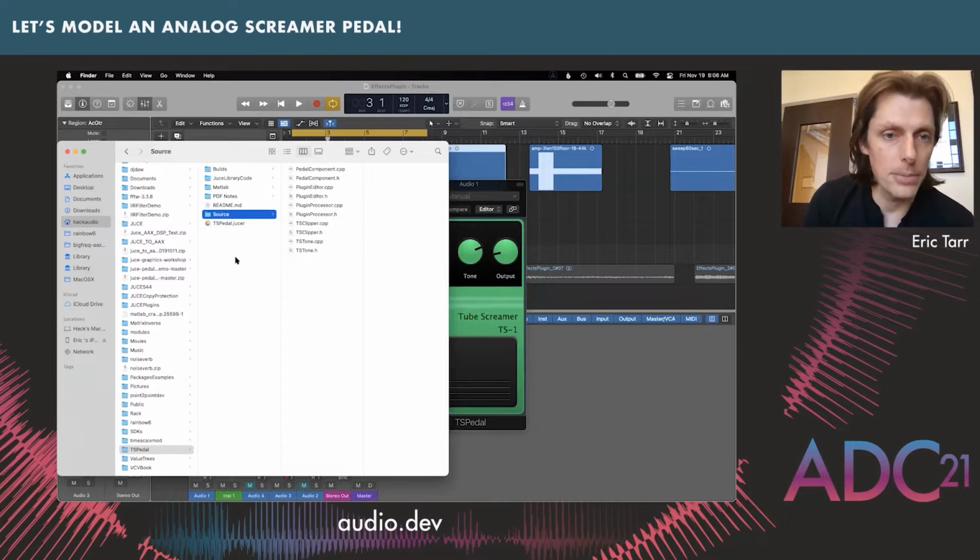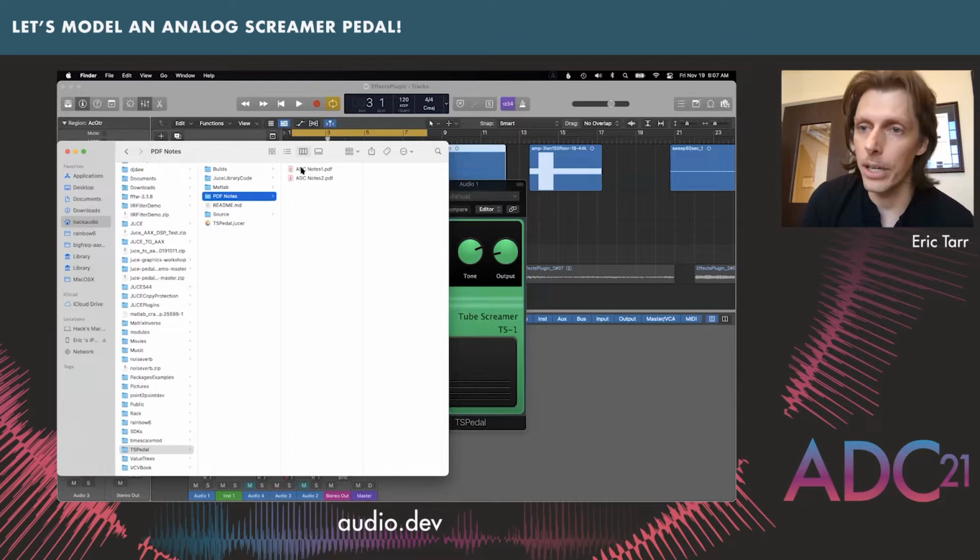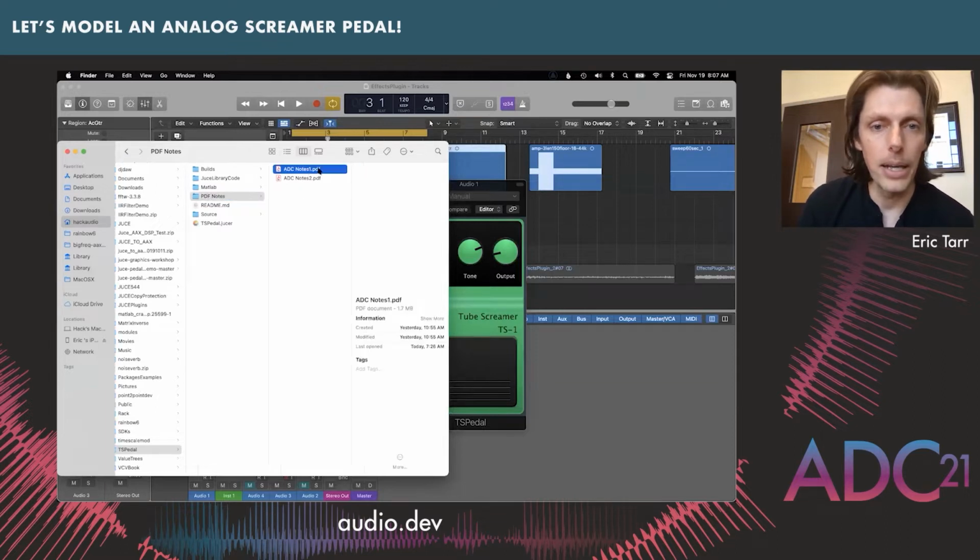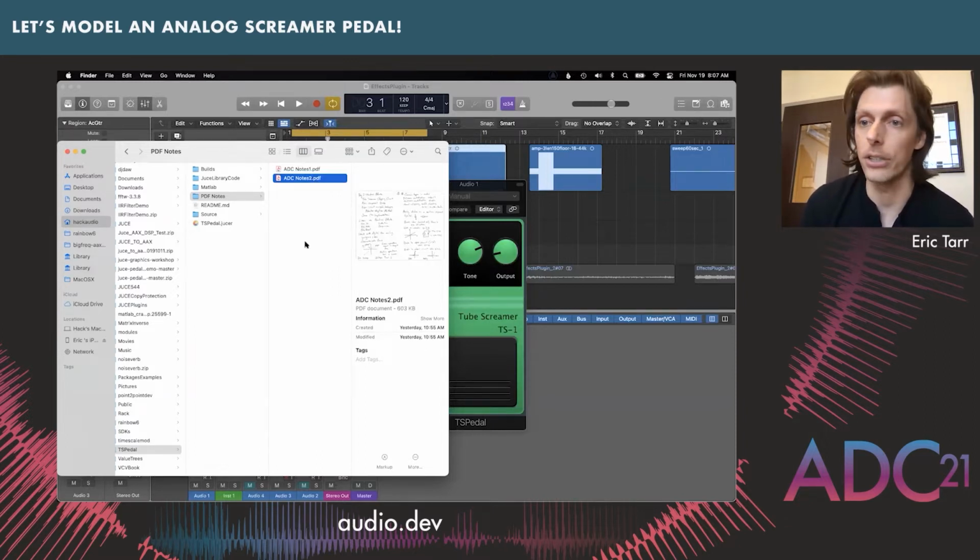I'll also add that as part of the repository, I've included some of the notes that I'm going to be following. In fact, there's probably more material in these notes than I'm going to have time to cover. So consider this just some additional resources that you can look over after the workshop is over. They're split up. Basically, the first section of the notes is on linear circuit modeling, and the second section of the notes is on nonlinear circuit modeling. So we're going to be doing two different sections of the Tube Screamer today.